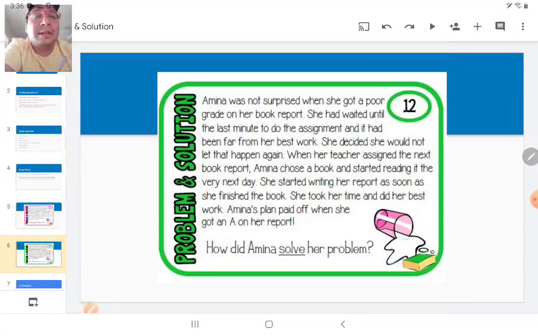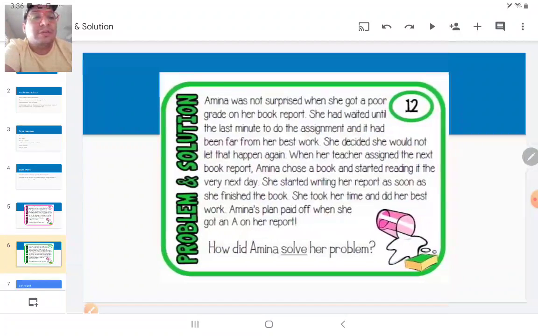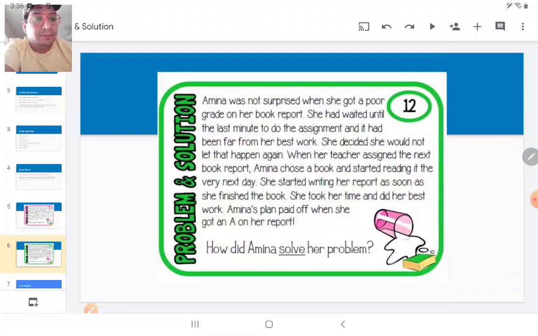Let's read the story again, but this time we're focusing only on the question. It says, how did Amina solve the problem? So how did she solve this problem? So now we're focusing on how she solved it. So let's read it again.